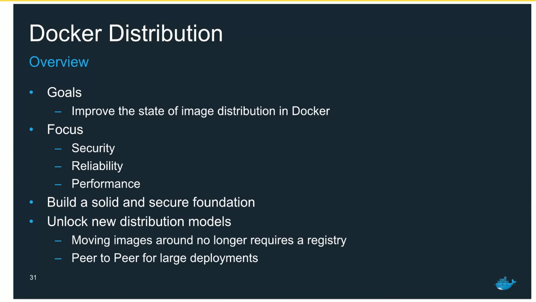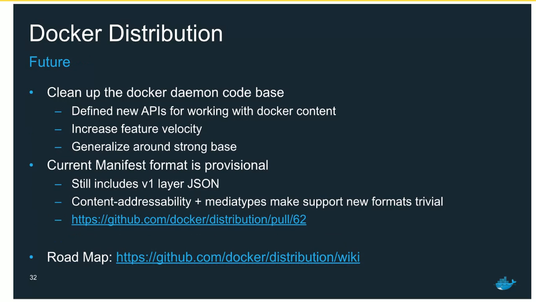The goals are to improve the state of image distribution, make it better and easier to use. Our focus is going to be on security, reliability, and performance. And really, we want to build a solid and secure foundation on which to build other distribution models. For instance, moving images around should no longer require a registry. You should be able to SSH images around or use peer-to-peer networks for large deployments. A lot of the work in the Docker distribution project is opening this up in the Docker daemon so that we can actually unlock these new models.